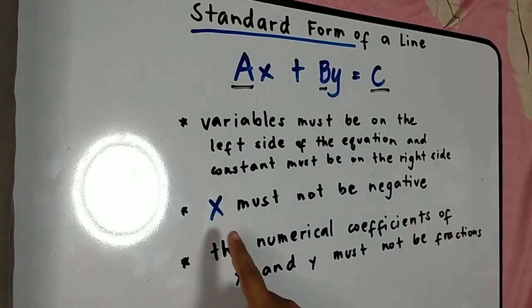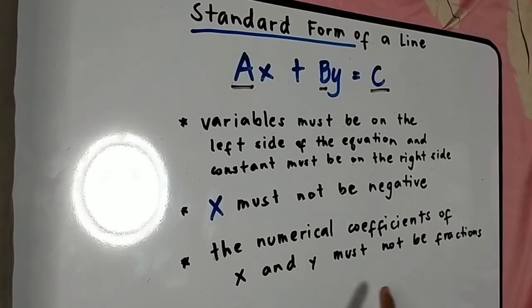Next one, x must not be negative. Okay, so kapag negative pa yung numerical coefficient ni x, gagawin mo siyang positive. Okay, madali lang naman yun. Simply multiply both sides of the equation by negative 1. And last one, the numerical coefficient of x and y must not be fractions. So, kapag fraction pa yung numerical coefficient ng variable, i-transform pa natin yon.